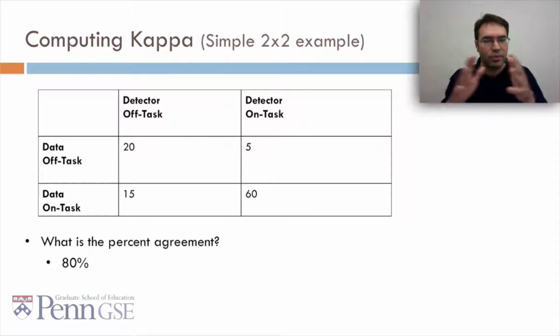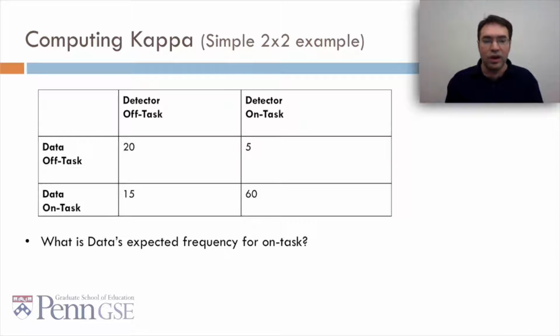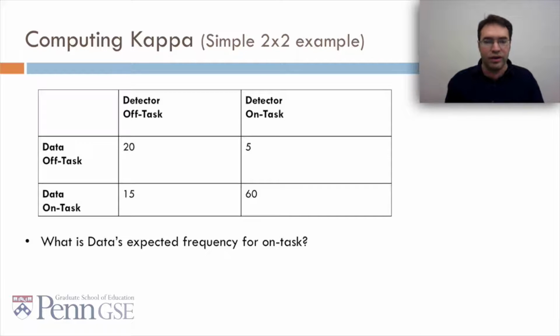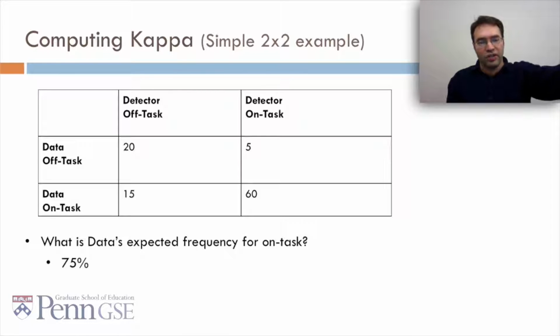Well, first of all, we can say, what's the percent agreement? The percent agreement is 20 cases where they agree on off task and 60 cases where they agree on on task, for a sum total of 80 out of 100, 80%. What's data's expected frequency for on task? We're going to look at the frequency for both on task and off task. Well, it's 75%. How do we get that? Well, we take the cases where the data says on task: 15 plus 60. 15 plus 60 is 75. So in 75% of cases, the data says on task.